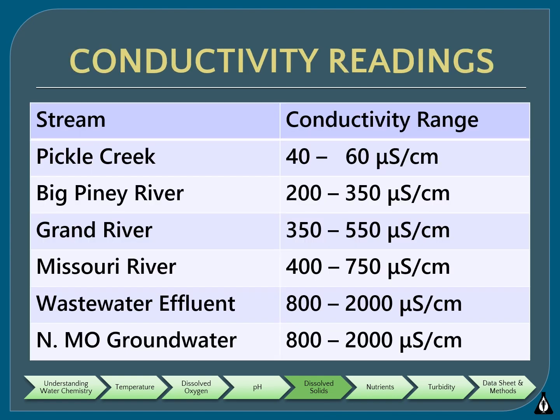Different streams have a variety of natural background conductivity. For example, Pickle Creek has an underlying geology of igneous rhyolite and granite. This type of rock is less dissolvable than limestone, which makes up our karst environment. The Big Piney, its underlying geology is dolomite and karst. This dissolves more readily, therefore it has a higher background reading of conductivity.